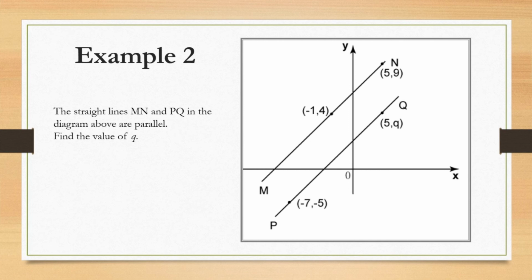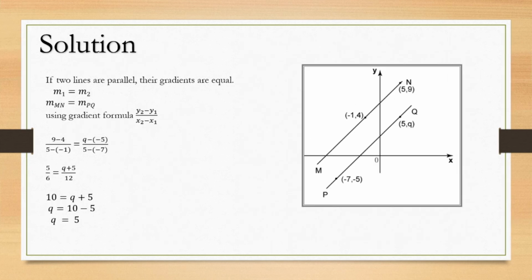Next, look at example 2. The straight lines MN and PQ in the diagram above are parallel. Find the value of Q. Since line MN and line PQ are parallel, we know that they have the same gradient. Therefore, we can use the formula m1 equals to m2, which is m_MN equals to m_PQ, by using the gradient formula y2 minus y1 divided by x2 minus x1. Then we substitute the points in line MN and line PQ into the formula. Then we simplify it and we will get the final answer Q equals to 5.